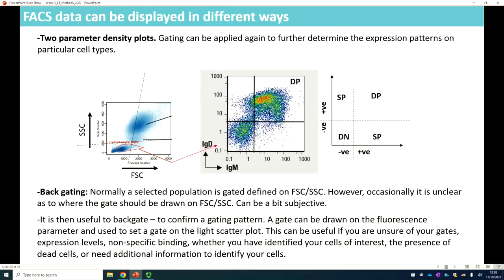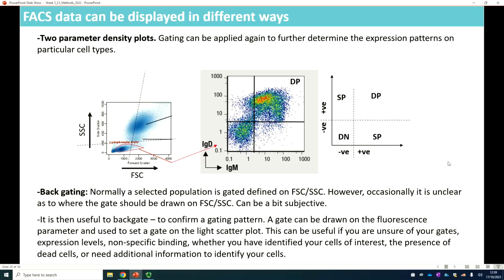We can also express the data as these two-parameter density plots. So again, we've taken our lymphocytes here, and again, we're looking at IgD and IgM, but we have divided it into quadrants. So cells that are in this population here will be double negative, so they'll be negative for IgD or IgM. Conversely, cells up here will be double positive for IgM and IgD, and then we'll have single positive for IgD and single positive for IgM.